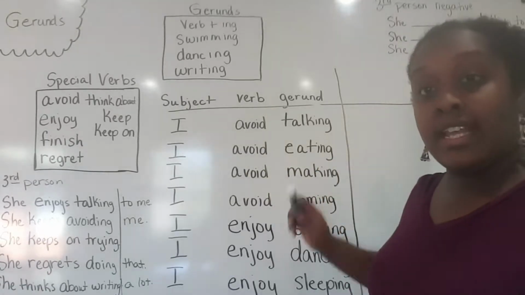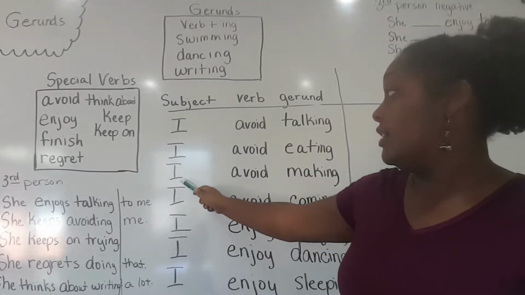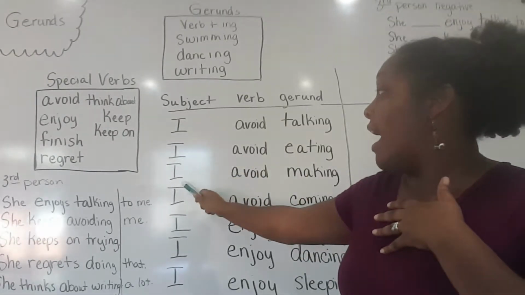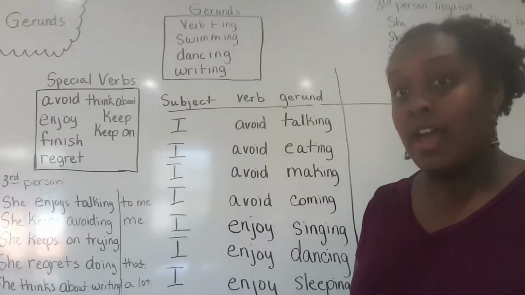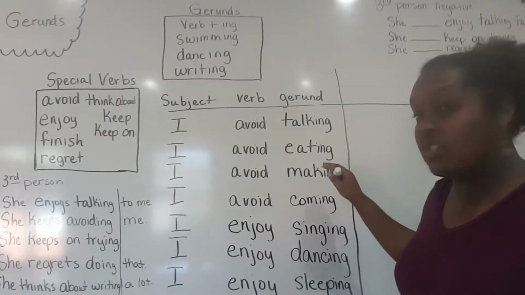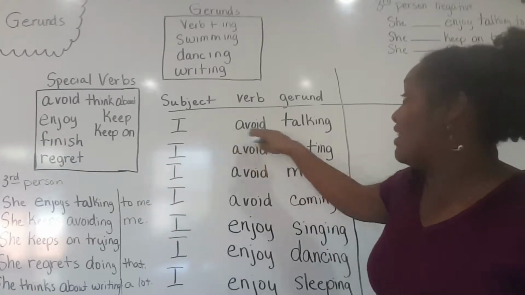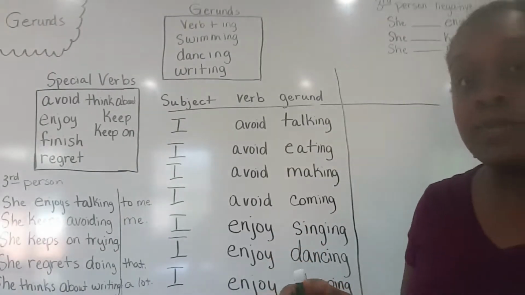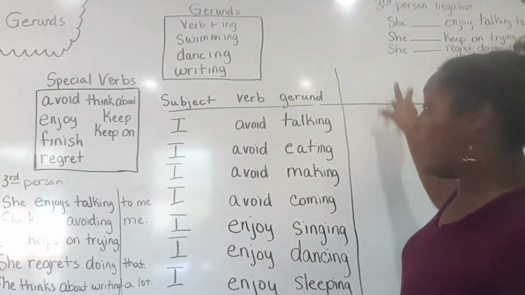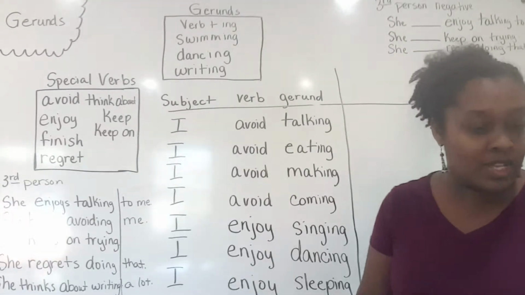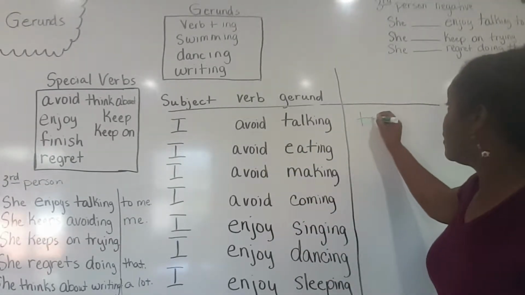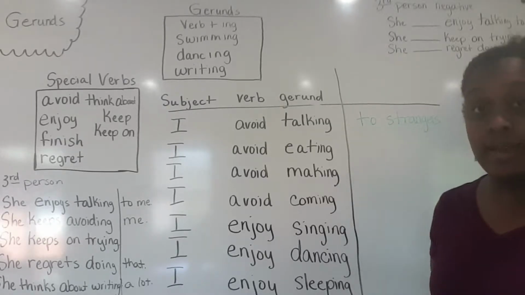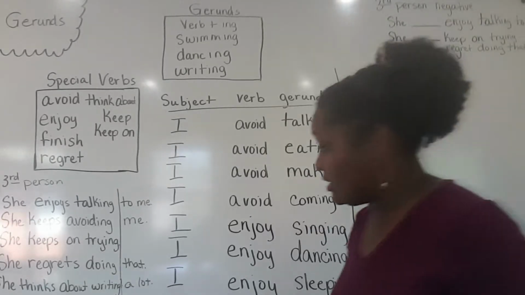I avoid eating. Repeat after me. I avoid eating. I avoid making. Now, this is incomplete. You can either just say, I avoid talking, and that's in general, or you can become more specific. The more specific that you are, it gives an extra complement. So it just completes the idea. So you can say, I avoid talking to strangers, for example.